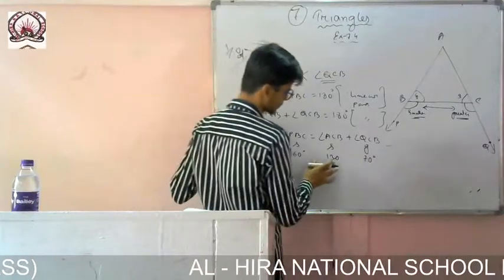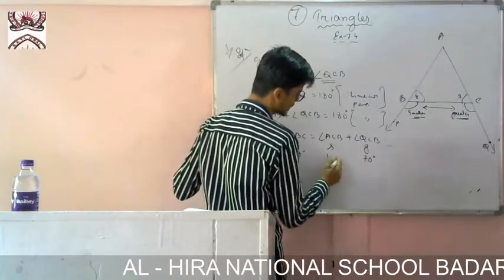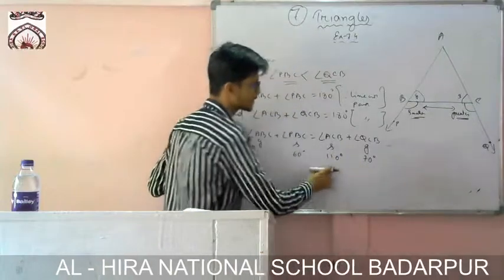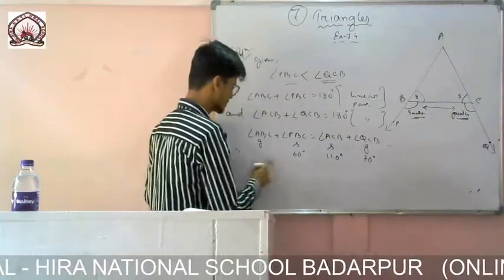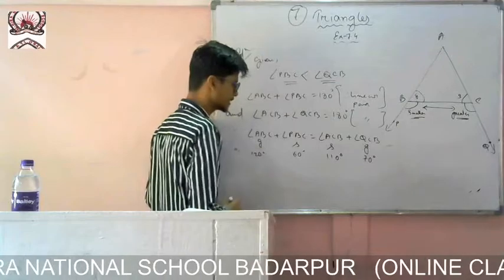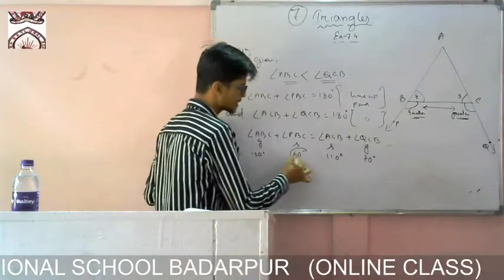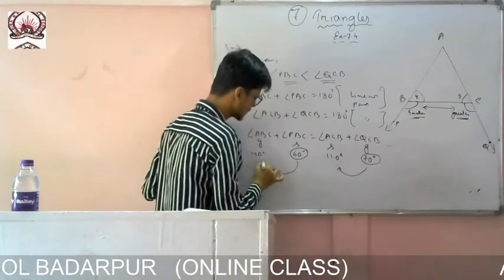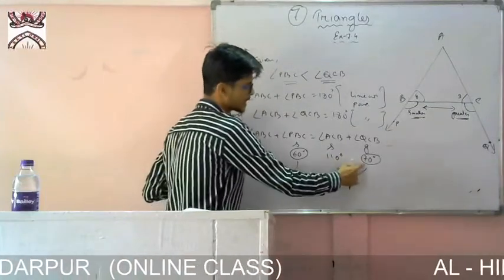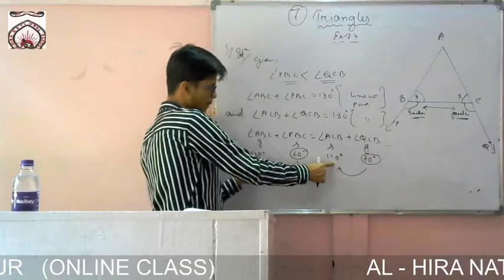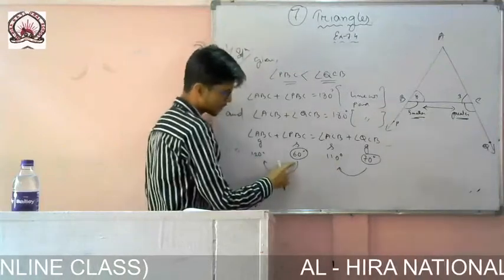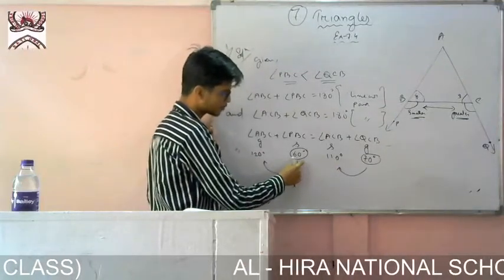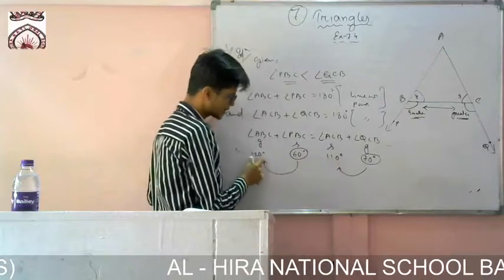No, sorry, it will be 110. So 70 plus 110 is 180, and 60 plus 120 is 180. So you see, if this one is a smaller angle than that one, then the angle which is left is opposite. If this one is greater, it becomes small in comparison to that one. If this one is small, then in comparison to that one, it becomes greater.